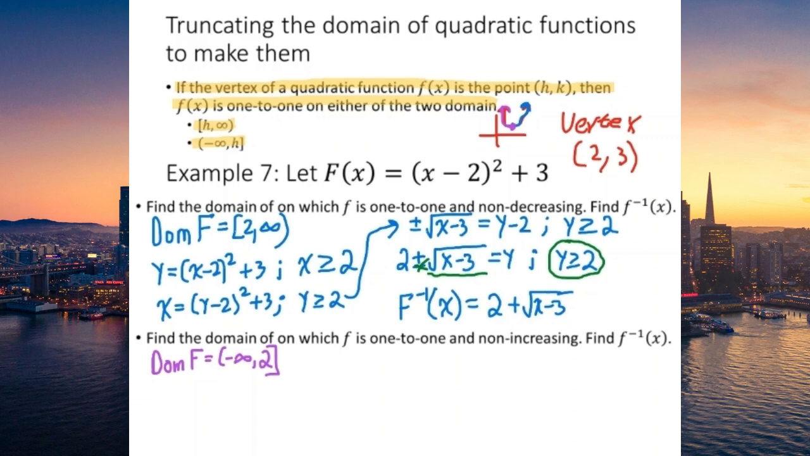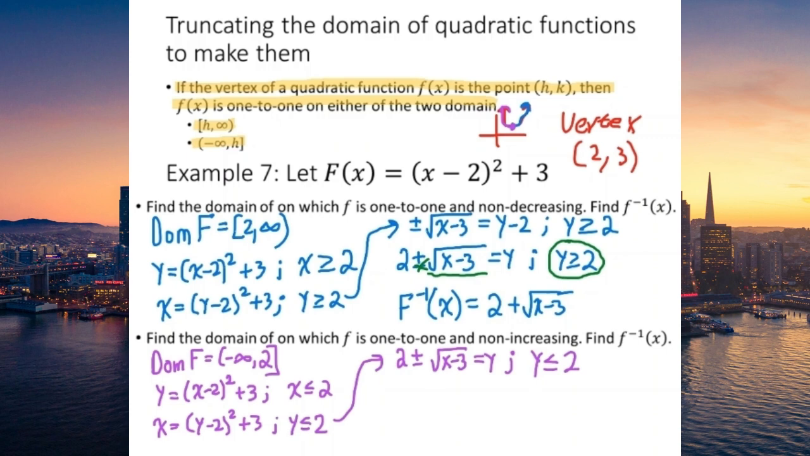Now we'll follow our switch and solve strategy just like what we did before. Place our f of x with y, but this time, because our domain is negative infinity to 2, our inequality representing our domain will be x is less than or equal to 2. Now we'll switch our x's and y's, not just for our equations, but also our inequalities. Then we can solve for y using the same steps we used above. And we would get 2 plus or minus the square root of x minus 3 equals y, but this time y is less than or equal to 2.